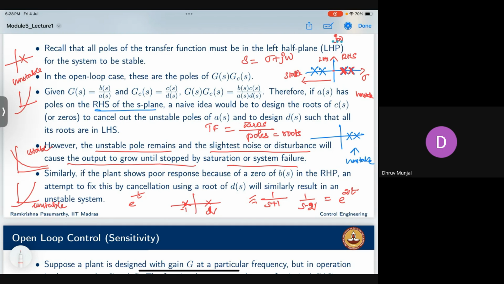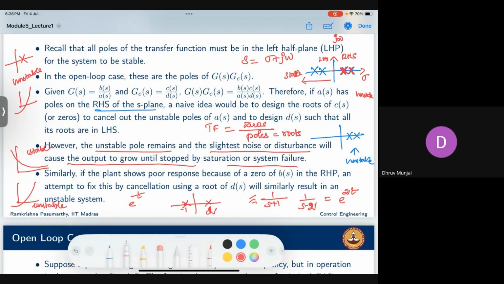Is it clear, or should I repeat any part of it? Ma'am, in this last point, it is written that the plant shows poor response because of zero in the right hand plane. So how can a system show poor response because of zero? Zero means the wave is constant, it is not increasing. So how is it a poor response? Right. Okay, I will explain that.